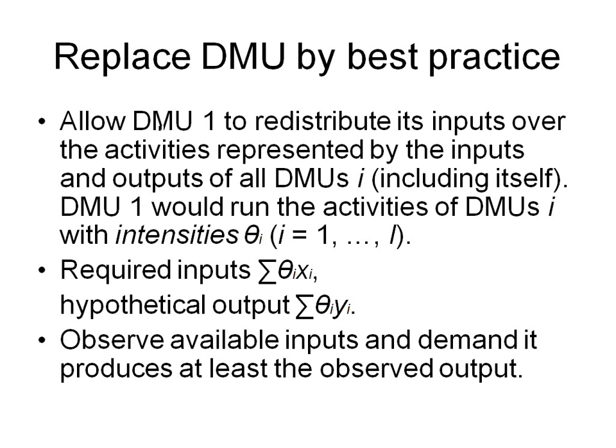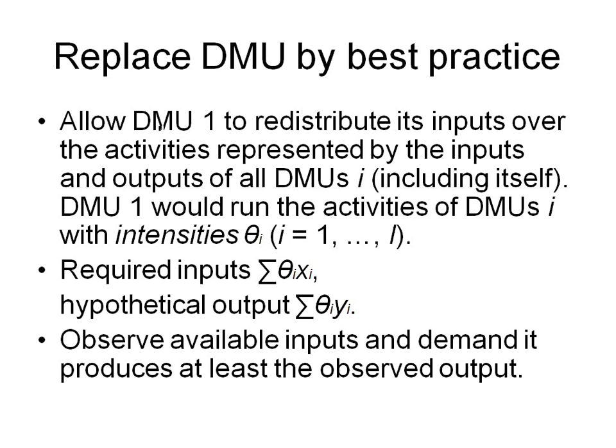So the idea is the following. We use the inputs of decision-making unit I, which were organized in input vector X sub I, and we're going to reallocate them across all other firms. And we're going to run the techniques of all the other firms with intensities theta I. So for example, if theta 1 is going to be 0.5, it is as if we're going to mimic the first operation in the industry at a 50% level of activity.